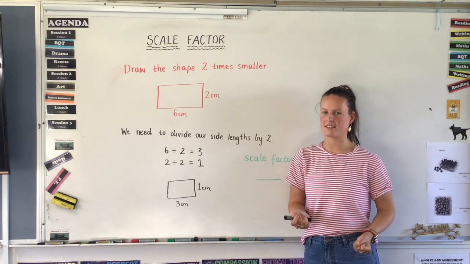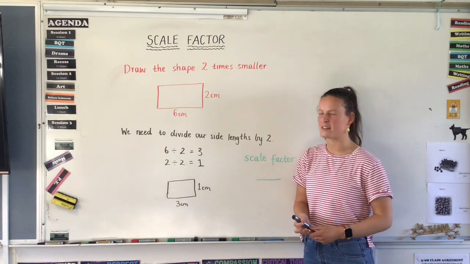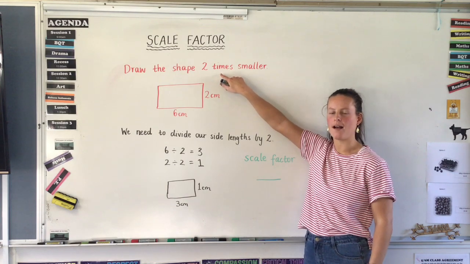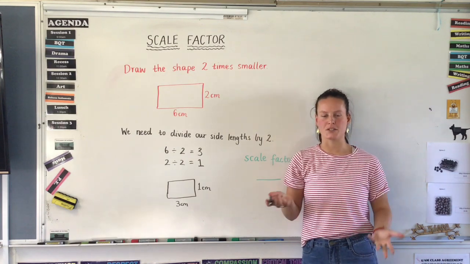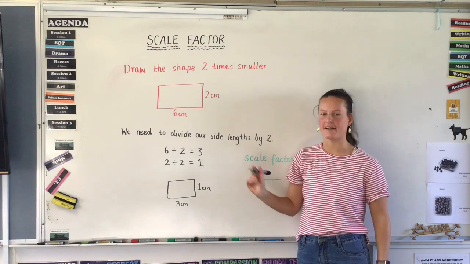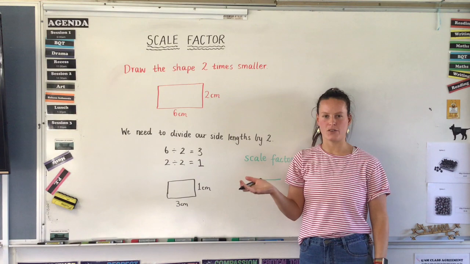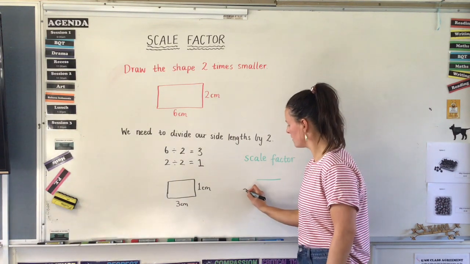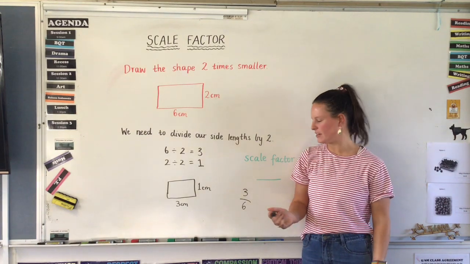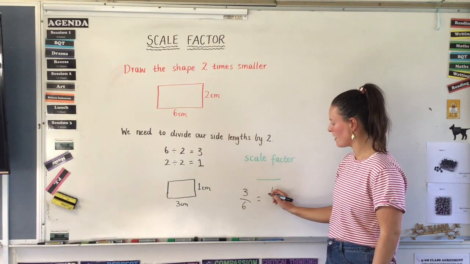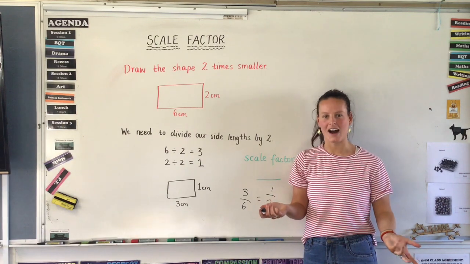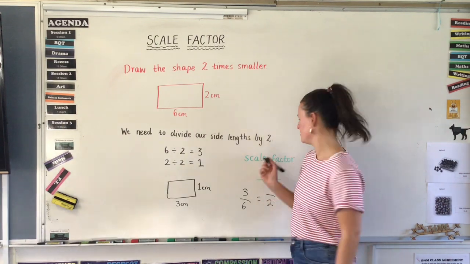If we were then asked to find what the scale factor was, we can't really just say that the scale factor is 2 times smaller, but we can do some simple equations to work out what the actual scale factor is. All we need to do is figure out what 3 over 6 is as a fraction, and you can see that that is equal to 1/2. Therefore, our scale factor is 1/2 or 0.5.